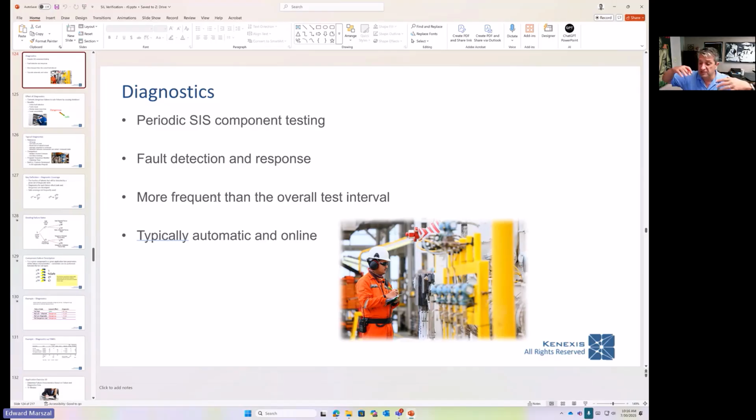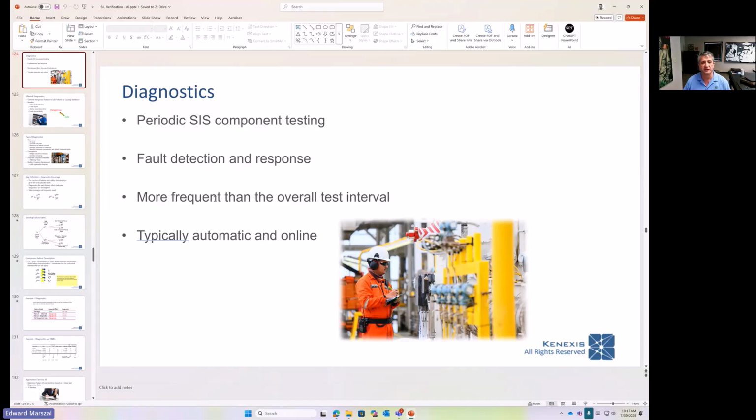Okay, so all of this is related to diagnostics. So what is a diagnostic? At the end of the day, a diagnostic is a test, but the difference between the manual proof test that you do once every 5 years and a diagnostic is that the diagnostics are generally being done at a very high frequency in comparison to the manual proof test, and they are generally being done automatically by the equipment and not through a manual test.